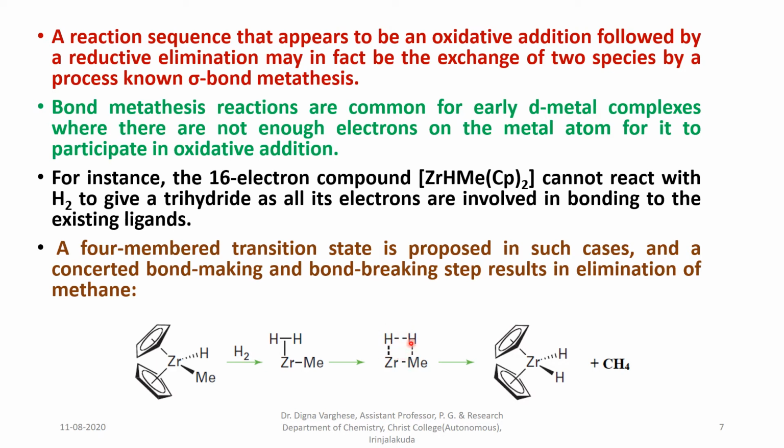Here first bond making occurs with the hydrogen molecule, and then bond breaking occurs to give the zirconium hydride, which is already there, and in the place of methyl another hydrogen atom is attached. Methane is formed by elimination. So it is a special type of sigma bond metathesis reaction, a sequence in which both oxidative addition and reductive elimination occur.